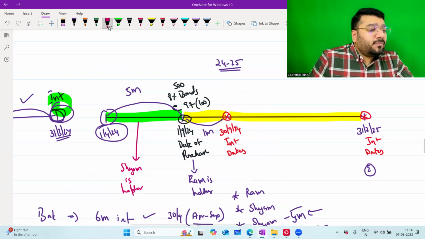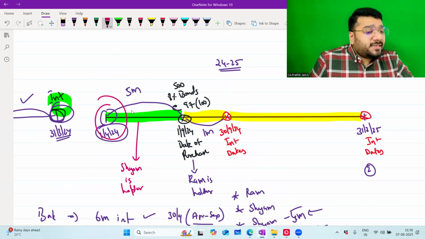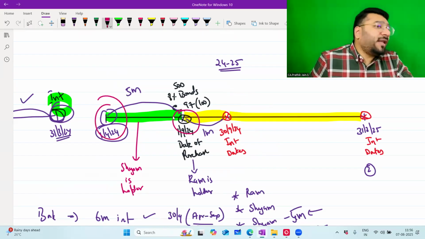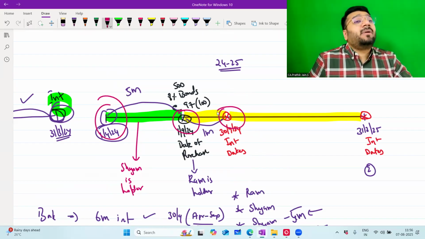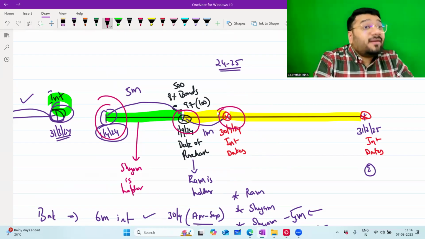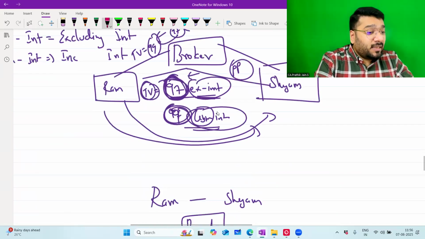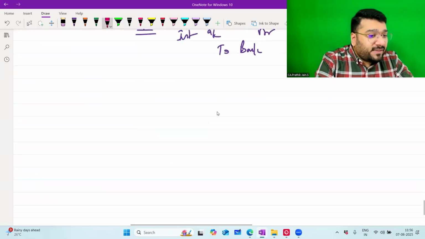Guys, Ram, will you record anything on 1/4/24? No. What is the next date? 1/9/24. On 1/9/24, I record the entry. Any problem? No problem. Next transaction is taking place on 30 September. On 30 September, what is happening? You are receiving the interest from the company. So what is the journal entry for receiving the interest from the company?